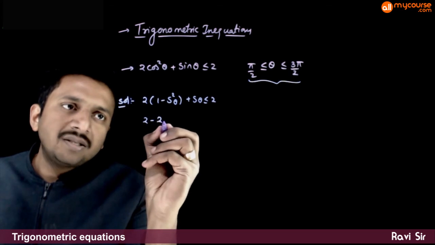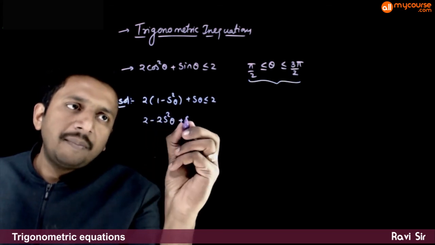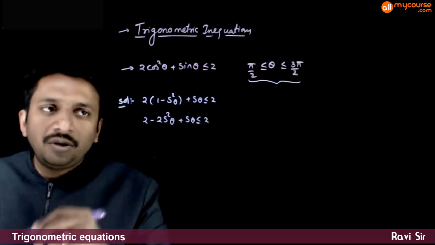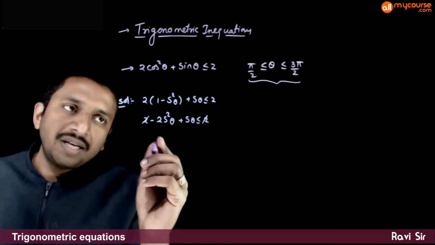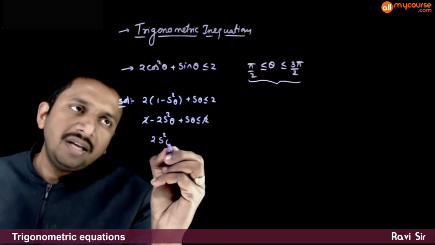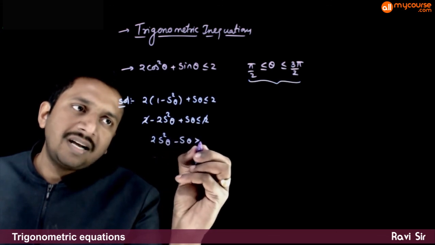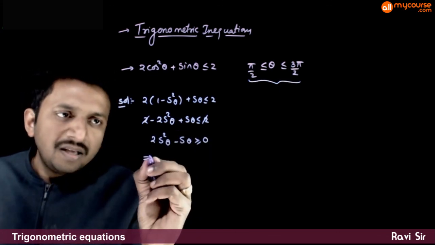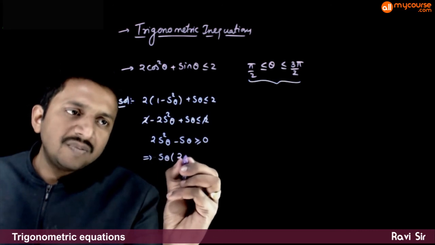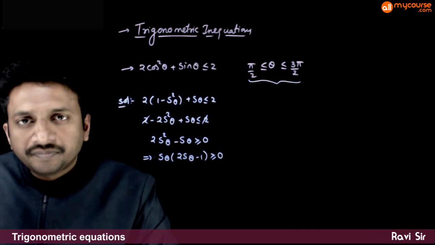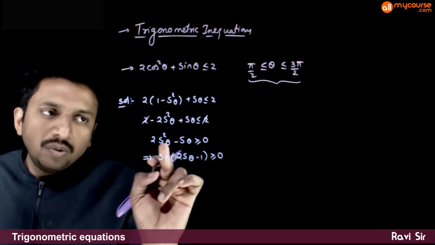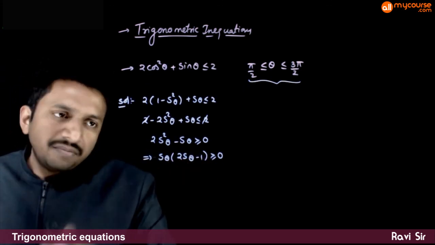So 2 minus 2 sin squared theta plus sin theta is less than or equal to 2. This 2 and this 2 get cancelled. If you carry over everything onto that side, 2 sin squared theta minus sin theta is greater than or equal to 0. This implies sin theta times (2 sin theta minus 1) is greater than or equal to 0.